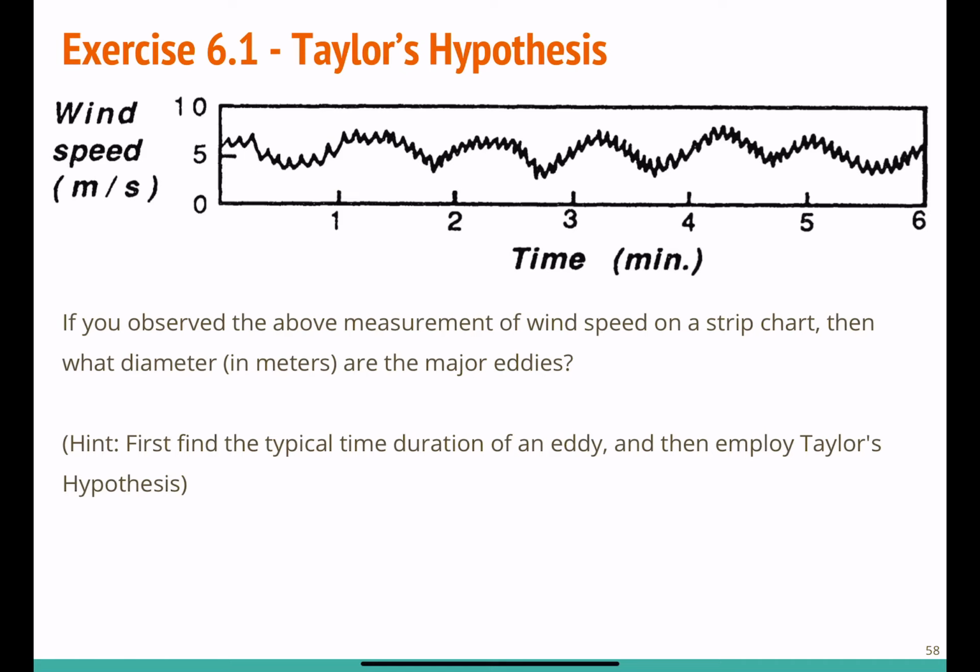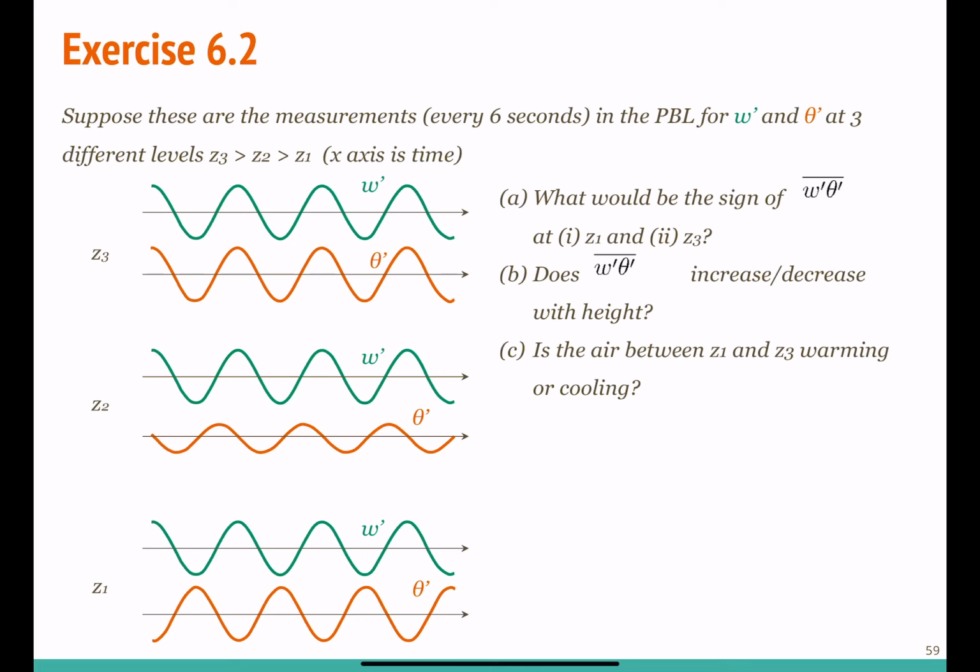The first question will be making use of Taylor's hypothesis to calculate the size of the eddies. The second one is that we are having measurements at different levels, first level, second level, and third level, 3 levels in here. The x-axis is time, so they are the time series of different measurements.